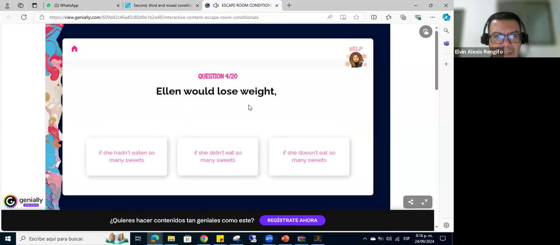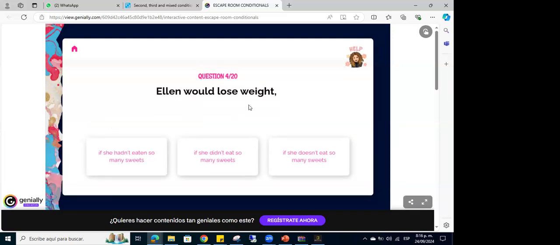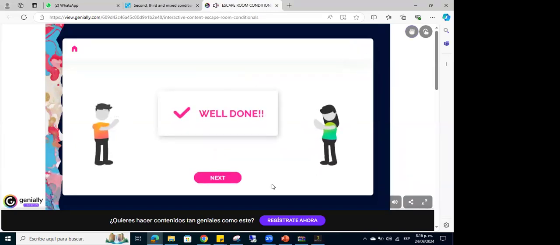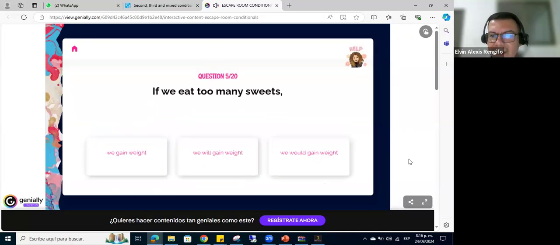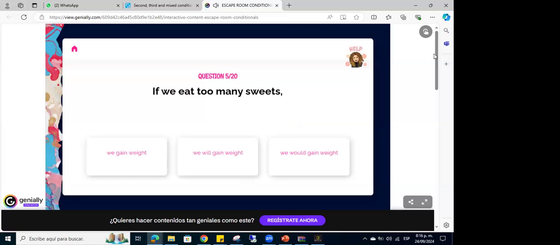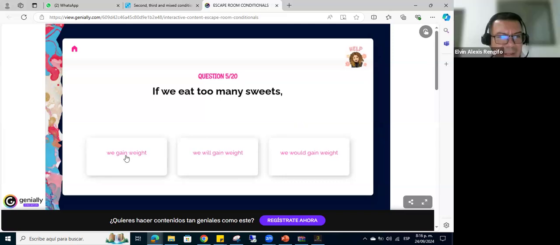We have 16 more. Ellen will lose weight if she didn't eat so many sweets. That is correct. Excellent. Okay, next. If we eat too many sweets, we gain weight. Excellent.